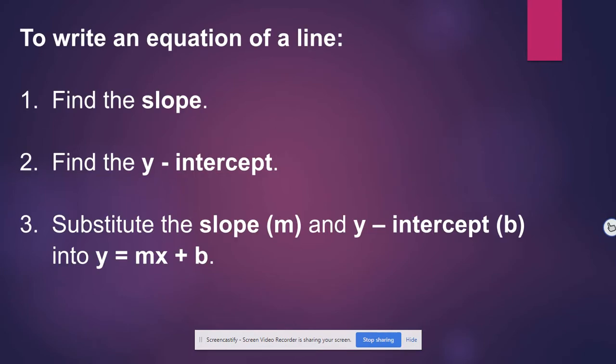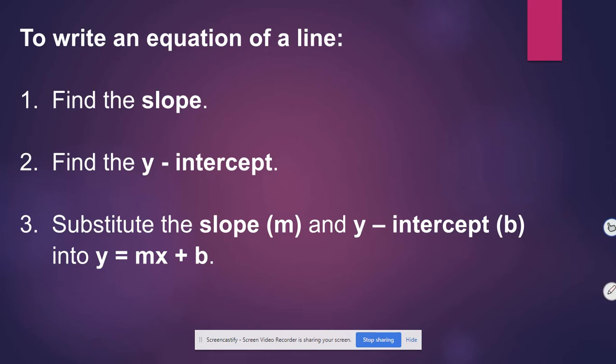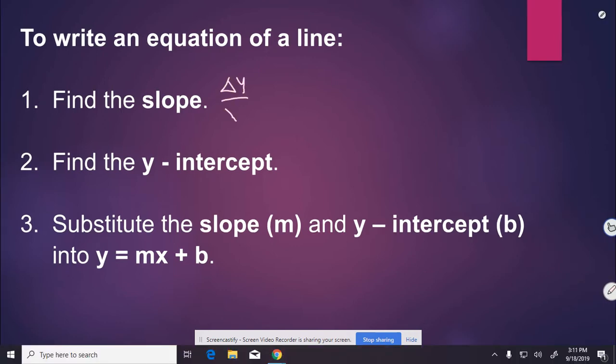All right, so to write an equation of a line, you're first going to find the slope. Again, remember, you want to find the change in y over the change in x, how much it's increasing over how much it's going over, the rise over the run. All of those are ways that you could describe slope. Remember that triangle stands for change.